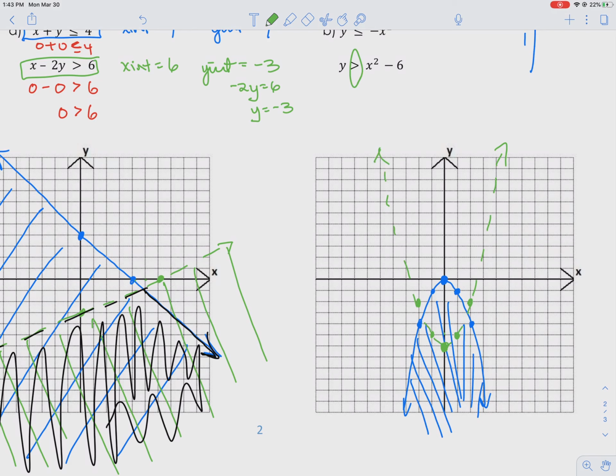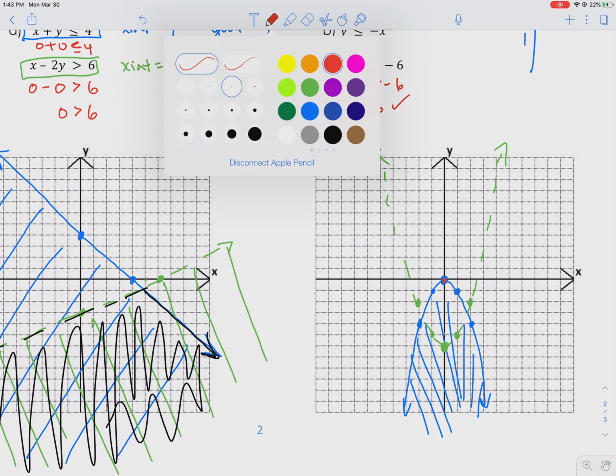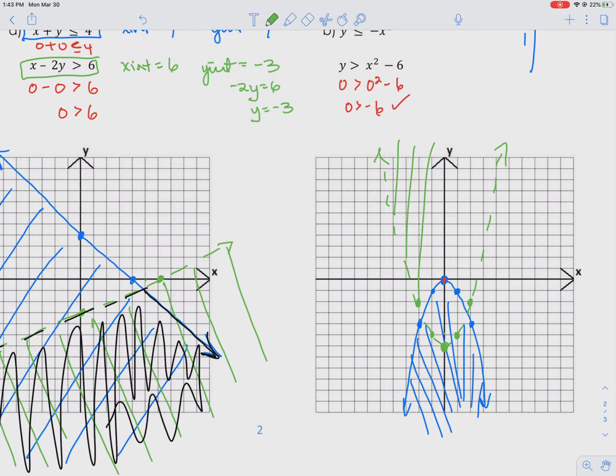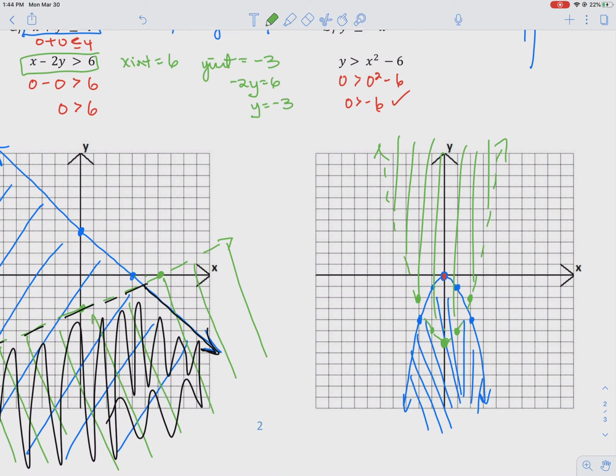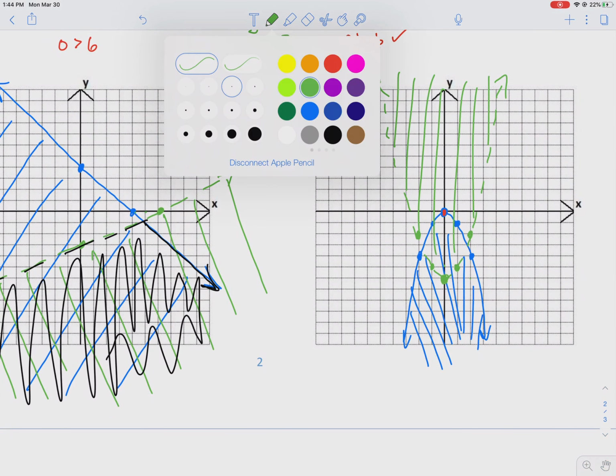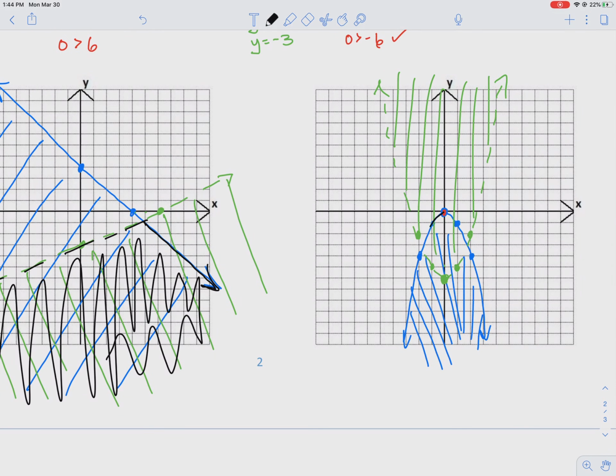The good news is I get to use my favorite point, 0, 0, to plug in because that 0, 0 is not actually on the green graph, right? So I'm going to put 0 is greater than 0 squared minus 6. Is 0 bigger than negative 6? It is, so that means I'm going to shade inside. Holy moly, that's hard to see. That means where it's green and blue is my answer. So that's going to be solid, that's going to be dashed, and it's everything in the middle.